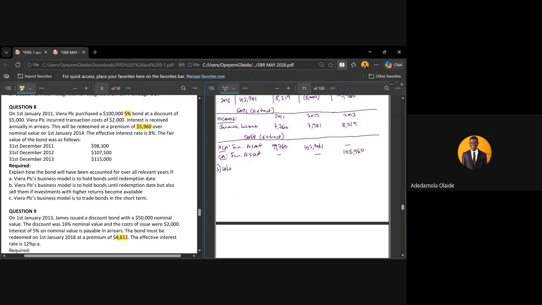Where business model is to hold bonds on redemption, but also sell if investments with higher returns become available.